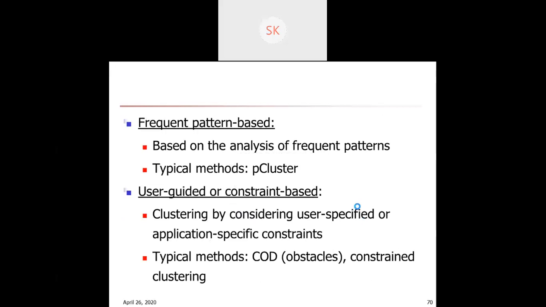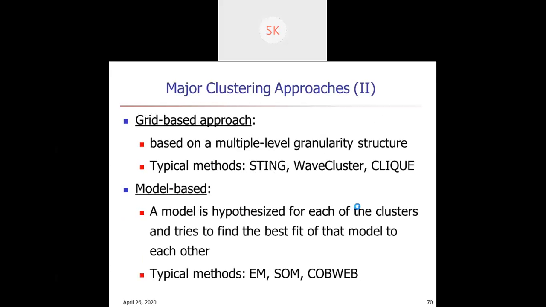So these are the various approaches of clustering. It is not only the k-means and k-medoids algorithms that are available; various other algorithms are also available. The major clustering approaches are: first the partition approach, second the hierarchical approach, then the density based approach, grid based approach, model based approach, frequent pattern based approach, and user guided or constraint based approach. Various approaches are there for doing clustering.